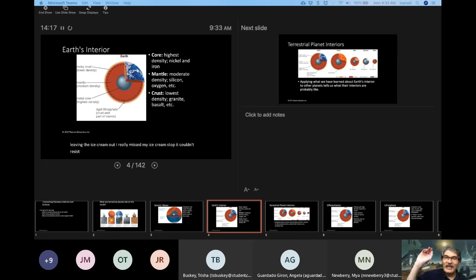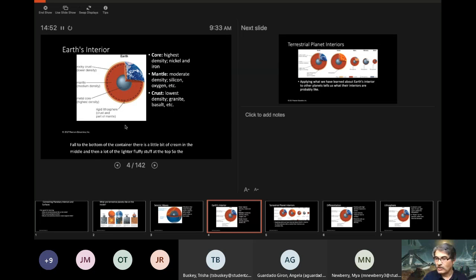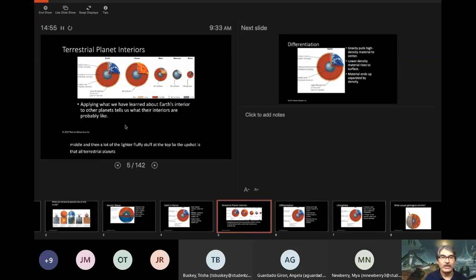And then you have an inner and outer core. Then you have a mantle, which is moderate density, based in silicon, oxygen, etc. And then you have the crust, which is the lowest density, basically made of granite and basalt. Okay, so it's like I was saying, the chocolate chips fall to the bottom of the container. There's a little bit of cream in the middle, and then a lot of the lighter, fluffy stuff at the top. So the upshot is that all terrestrial planets have the same structure.